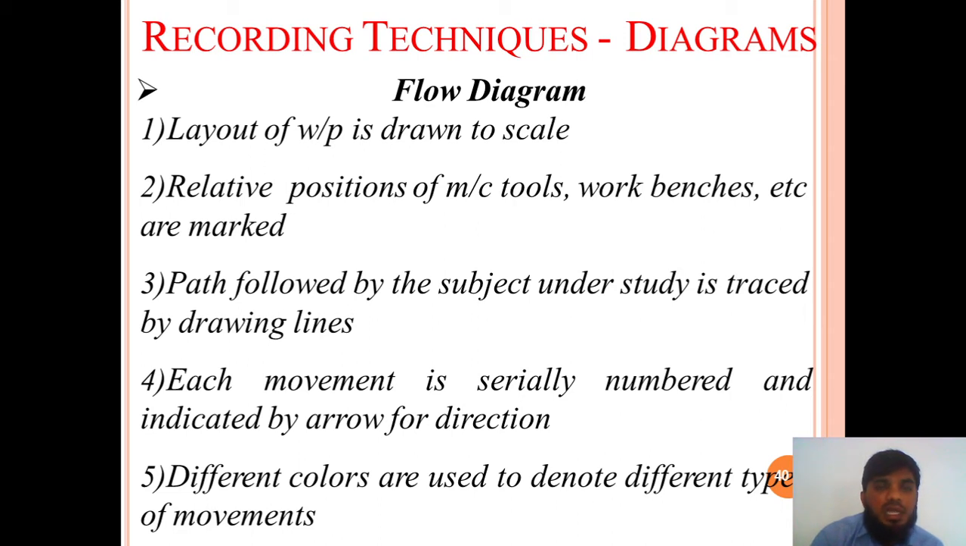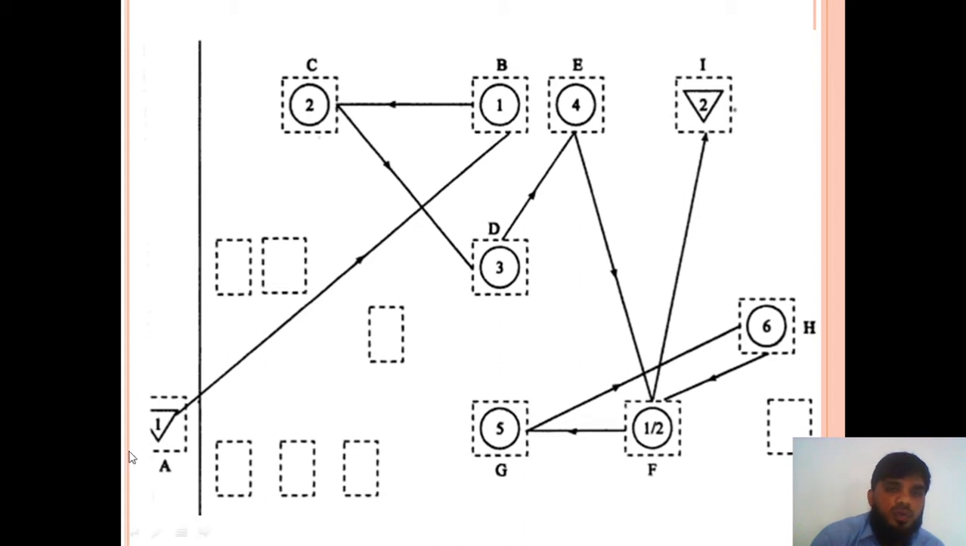Each movement is serially numbered and indicated with arrows. All the things will be numbered and we will draw them using arrows, showing which is the first operation, which is the second operation. Different colors are used to denote the types, whereas here I have not shown the colors but I have shown the arrow marks. This is storage first, this is operation 1, operation 2, operation 3, operation 4. Next this is operation 5, whereas they have given it as 1 by 2. So in this way they show the different flow diagrams, as well as the arrow marks showing what happens first and from which machine the work goes to which machine. In this way we are going to arrange.